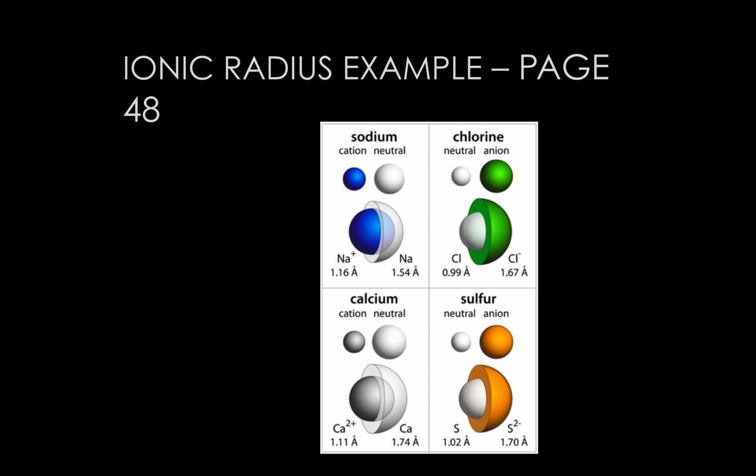Here we have a visual representation. The first one is sodium. You can see that sodium atoms are to the left. They become smaller once they become a cation. Your nonmetals or your anions are to the right of the picture. As you can see, when we become an anion, our radius becomes larger.